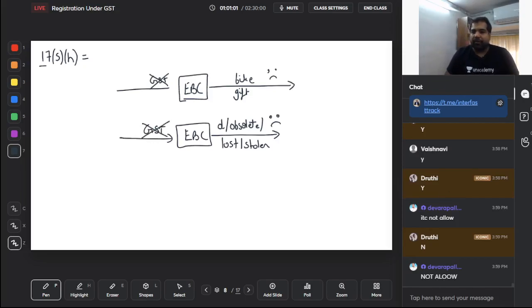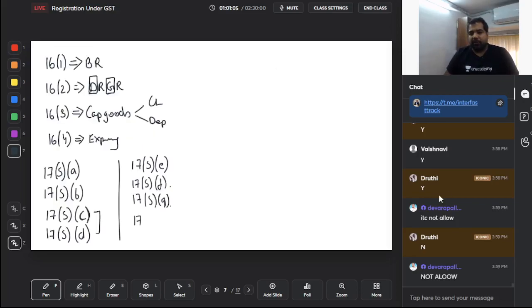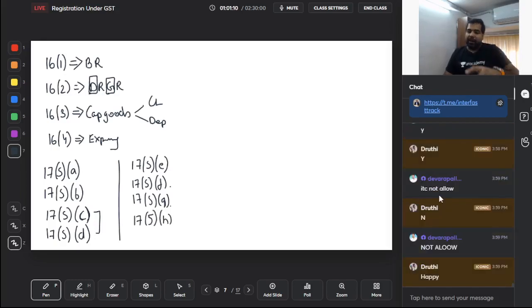So this is also 17(5)(h). Please, can you tell me what is the key word for 17(5)(h)? H is for what, guys? H is for happy and unhappy. Happy is when you give samples, gifts, etc. Will you get credit? No. And unhappy is when your goods get destroyed, stolen, theft, obsolete. Will you get credit? No.